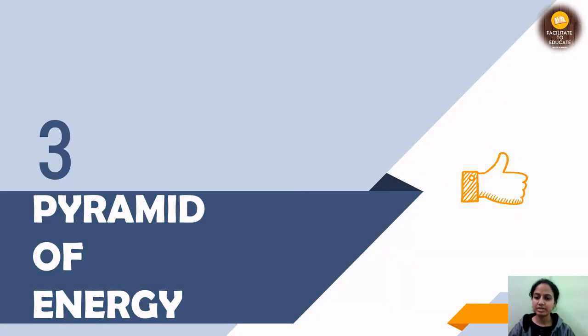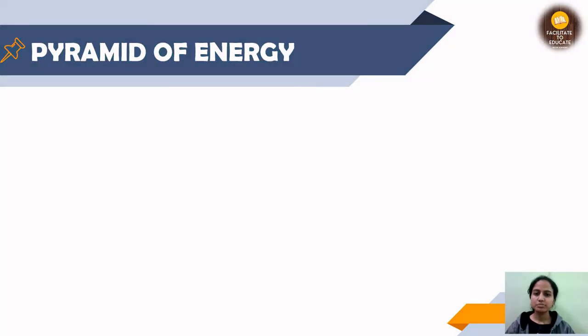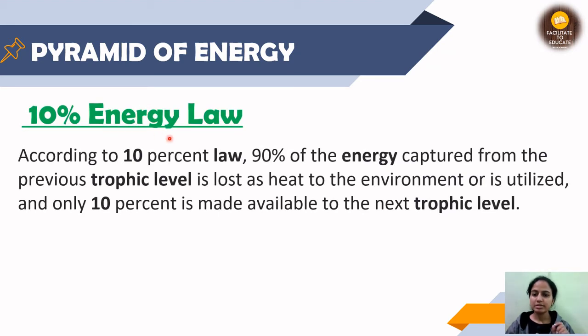Now the third and final type is the pyramid of energy. Before talking about what type of pyramid will be formed in the pyramid of energy, we will first talk about a law that I have already talked about in the previous video, but right now we will deal with that as well. So it is the 10% energy law that was given by Lindeman, right? So what does it say? It says according to the 10% law, 90% of the energy captured from the previous trophic level is lost as heat to the environment or is utilized by the organism, right? And only 10% is made available to the next trophic level.